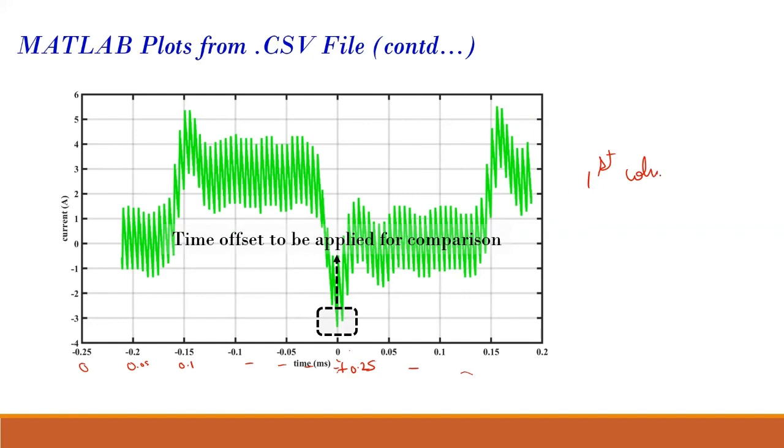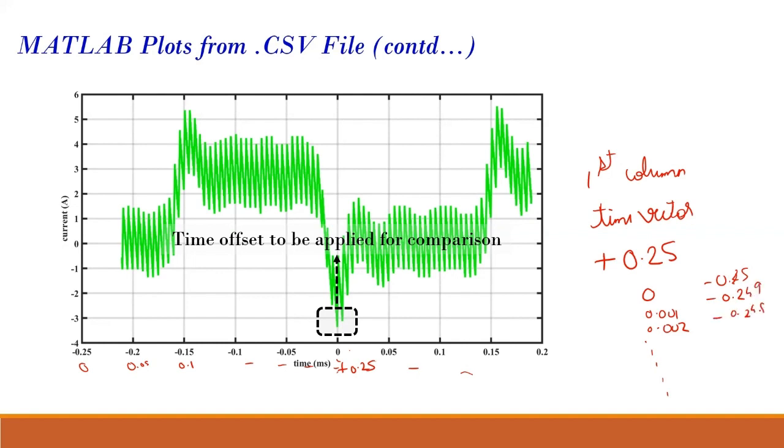That's why you must add this offset to the first column, which is your time vector, around plus 0.25. Initially it was minus 0.25, minus 0.249, minus 0.248. When you add plus 0.25 to all these elements, it will start from 0, 0.001, 0.002, etc.